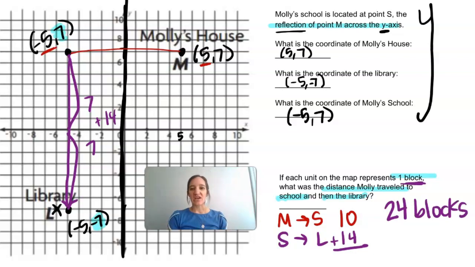So there we go. She went 24 blocks, which, if there are size blocks, every 8 blocks is a mile. So she went 3 miles. Wow, good job, Molly.